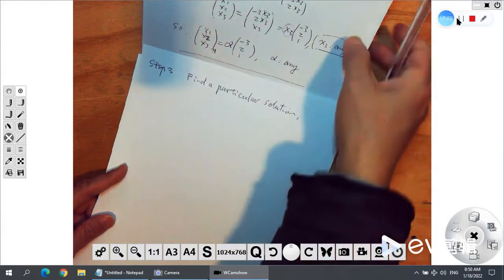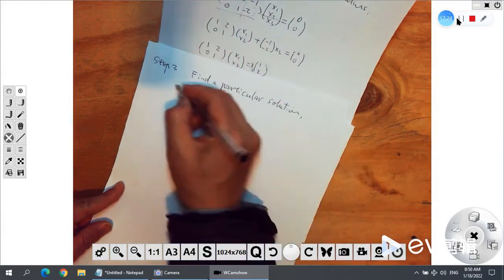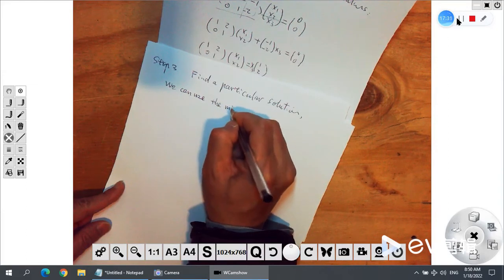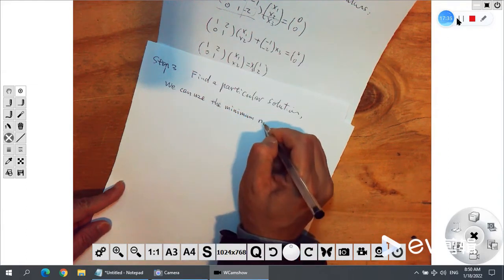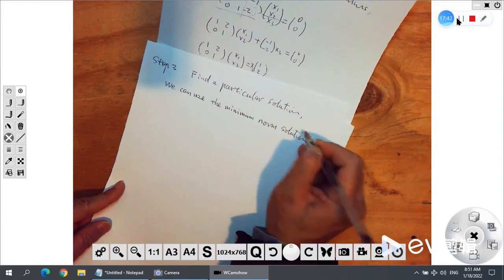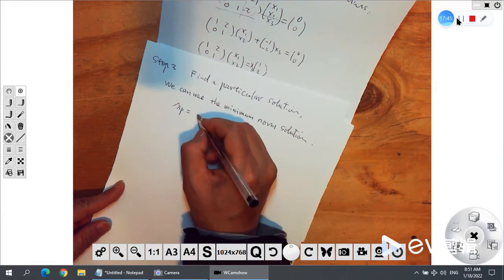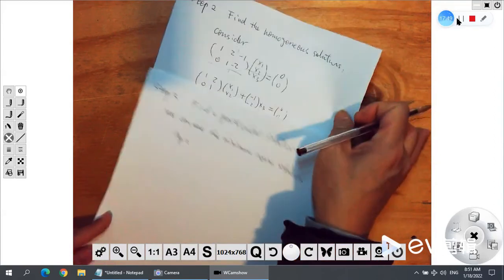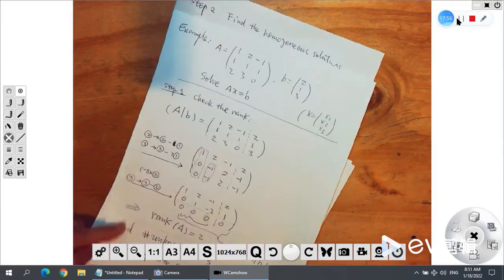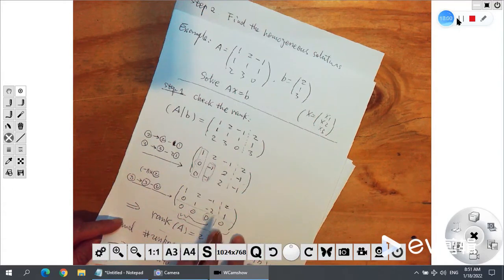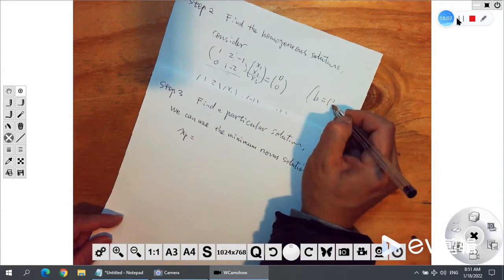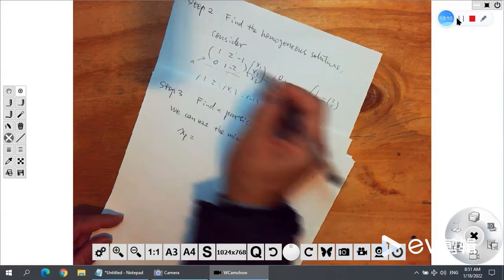We can just use a minimal norm solution, right? Xp equal to, okay, I need this A and B. A is now this, and B is here, 2 and 1. This is a new A, and this is B, not the original one.